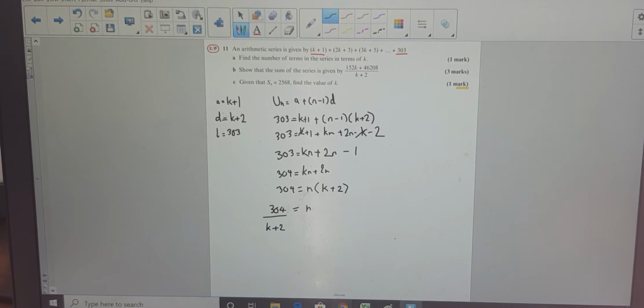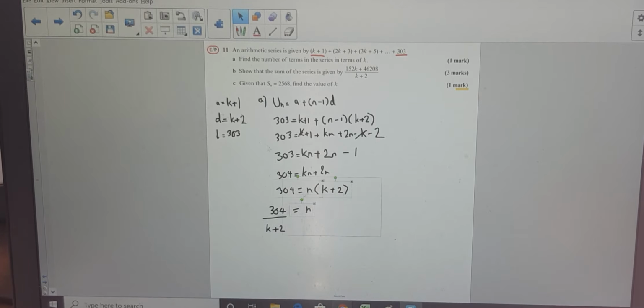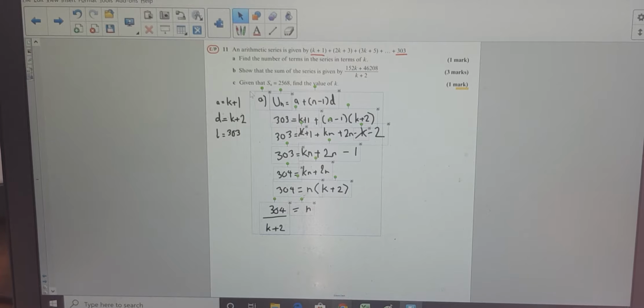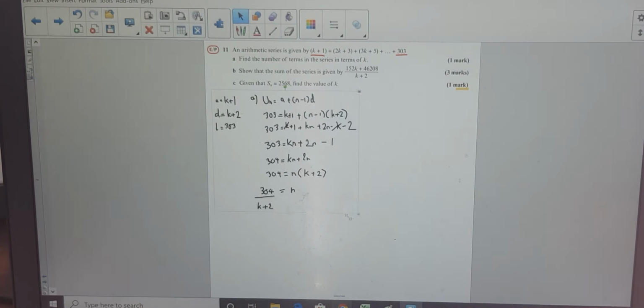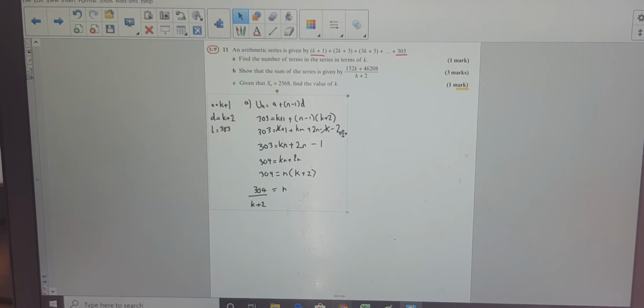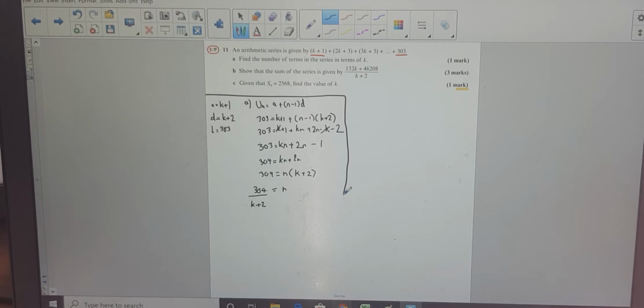Right, so that's part A. Let's make all of that smaller, and then I'm going to do question B over here. So part B.